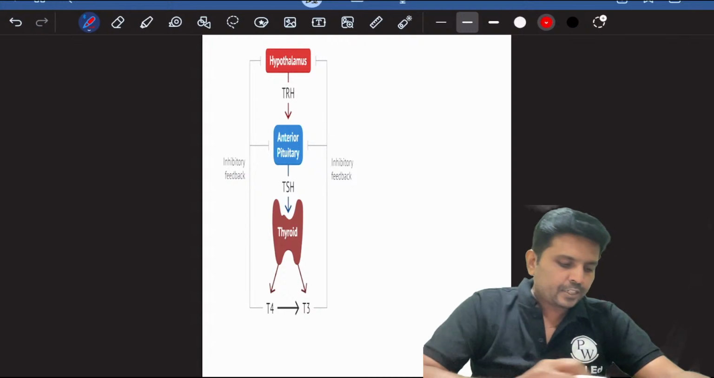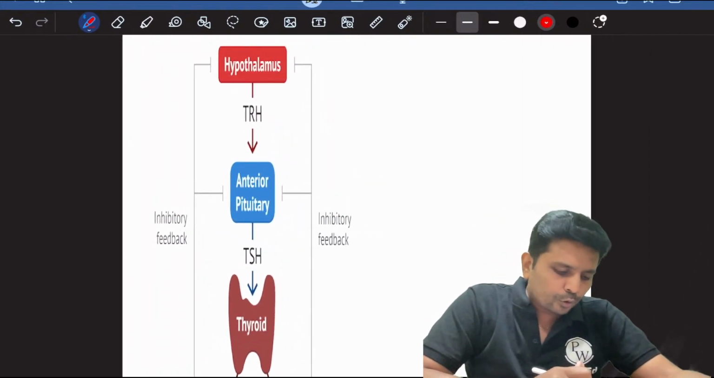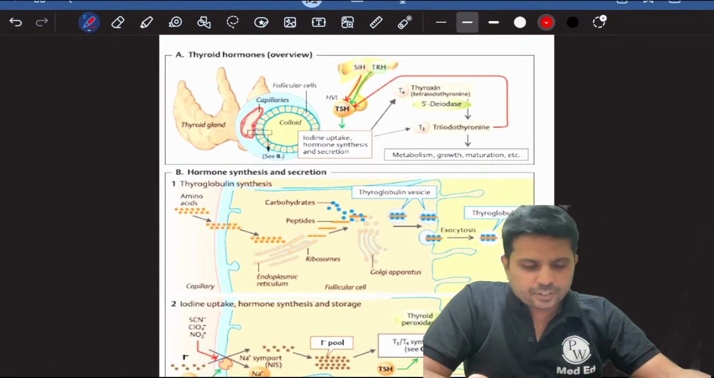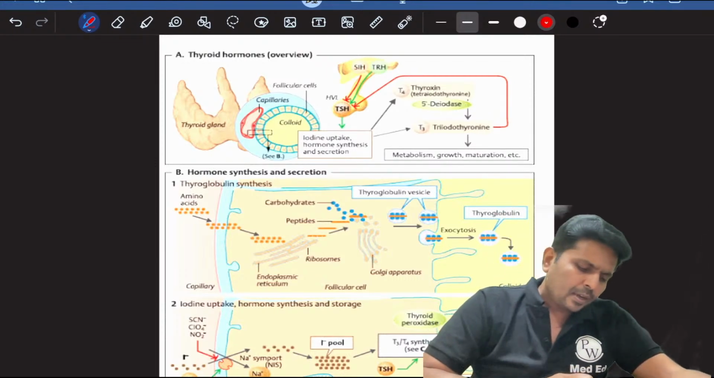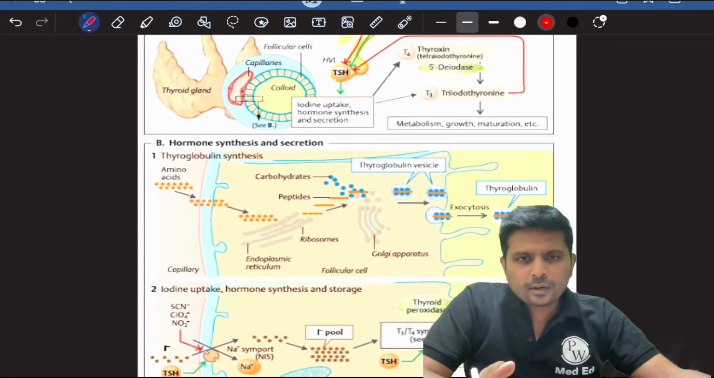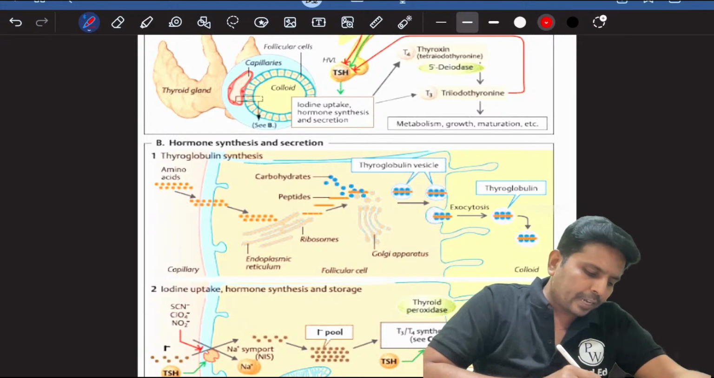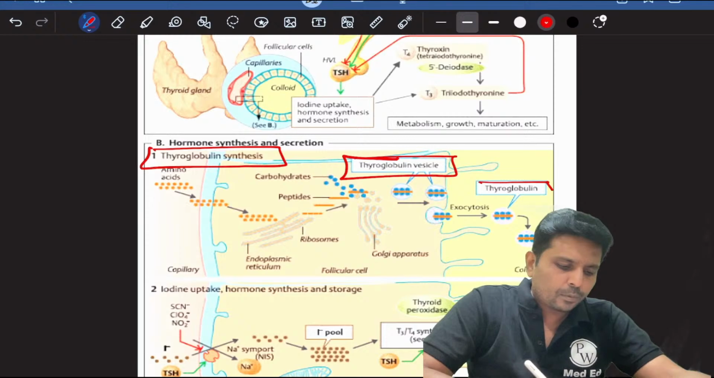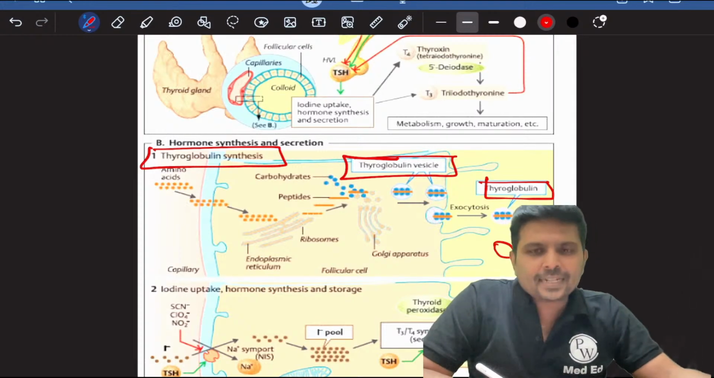Right. Next one, the physiology. Before going to this, let me complete this one. It is not as complex as you think. In thyroid follicles, thyroglobulin will be synthesized and then extruded out into the central colloid part.